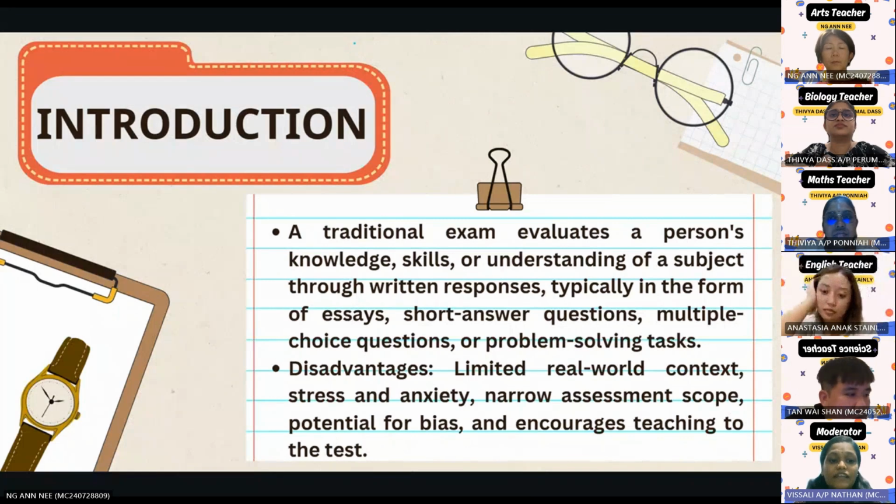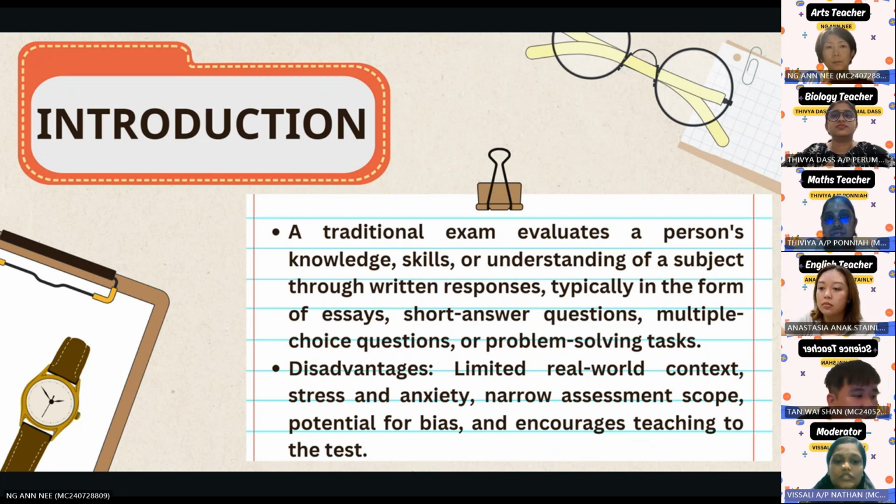And also, we have stress and anxiety. The high stakes nature of these tests can cause significant stress and anxiety among students, which may not accurately reflect their true abilities, and also narrow assessment scope. This test typically assesses a limited range of skills, primarily focusing on recall and basic comprehension rather than higher order thinking skills, and also potential for bias. Standardized tests can sometimes be biased against certain groups of students, not accounting for diverse learning styles and backgrounds.